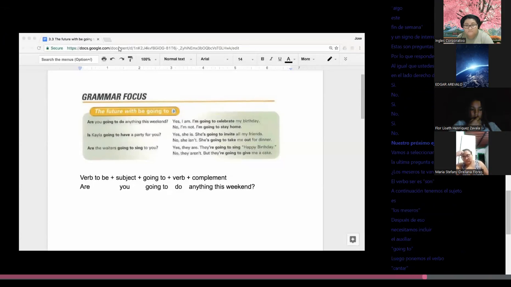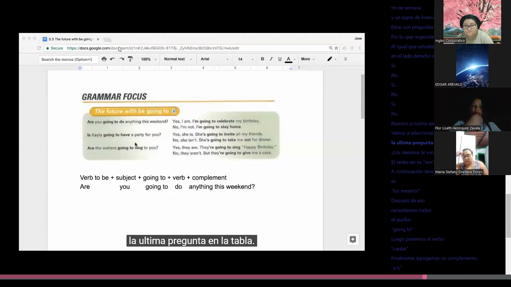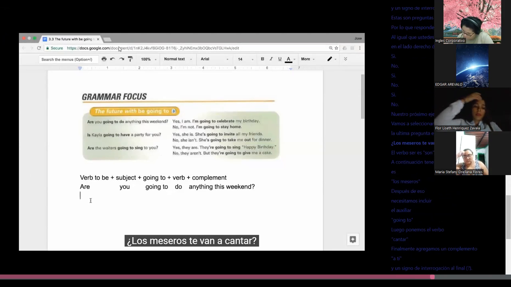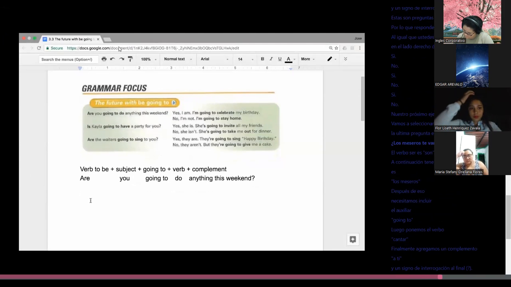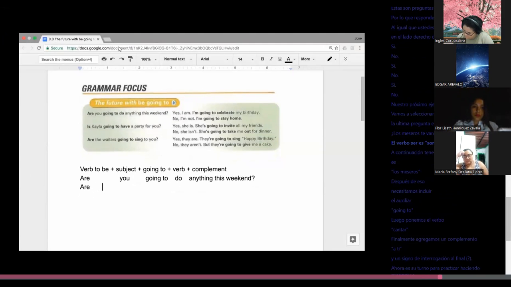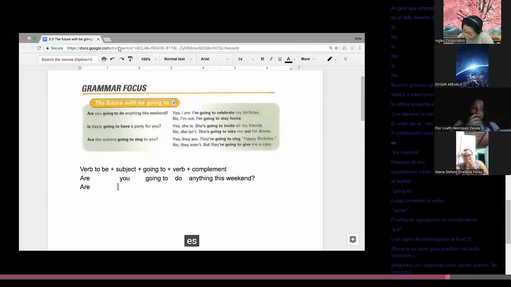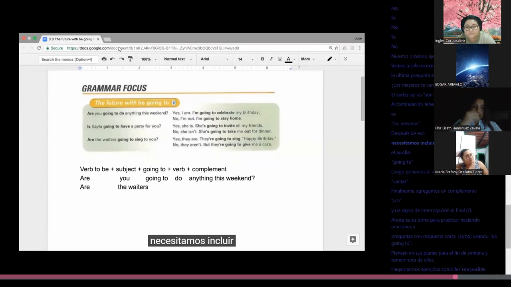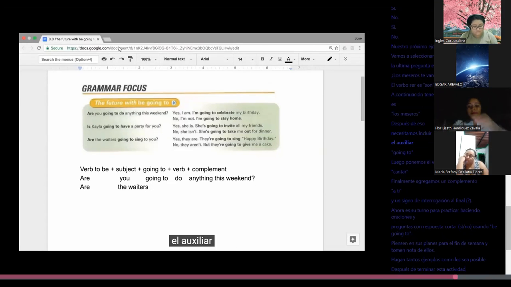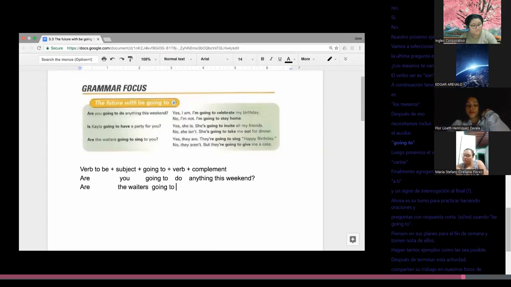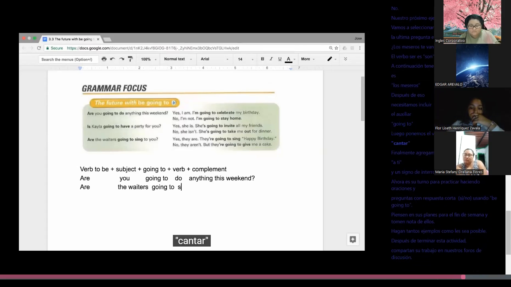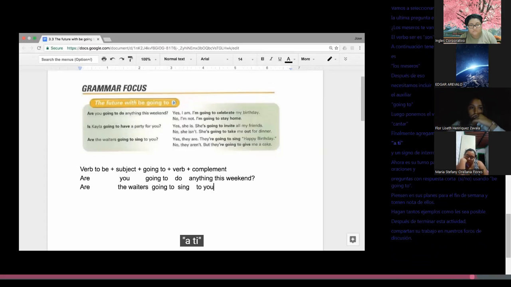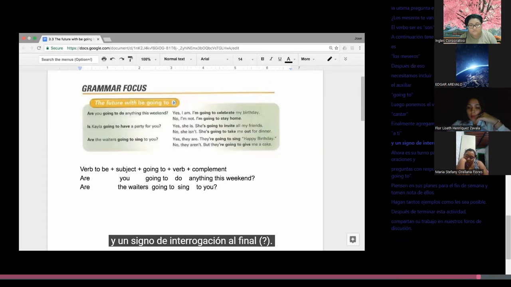Our next example. I'll choose the last question on the chart. Are the waiters going to sing to you? The verb to be is are. The subject is the waiters. After that, we need to include the auxiliary going to. Then we put the verb sing. Finally, we add a complement, to you. And a question mark at the end.